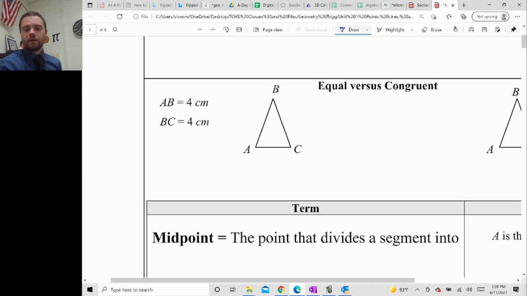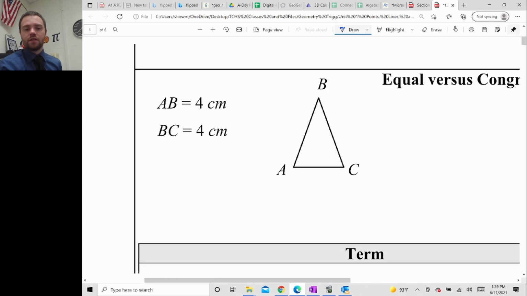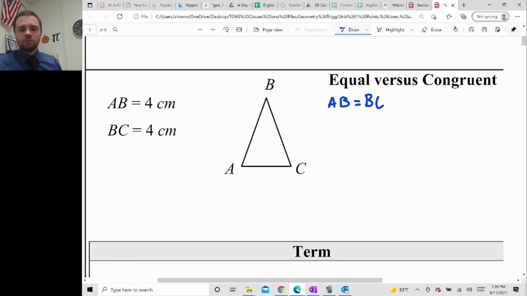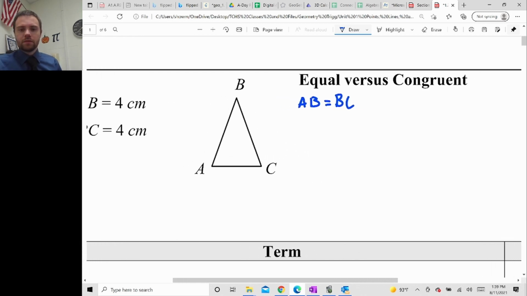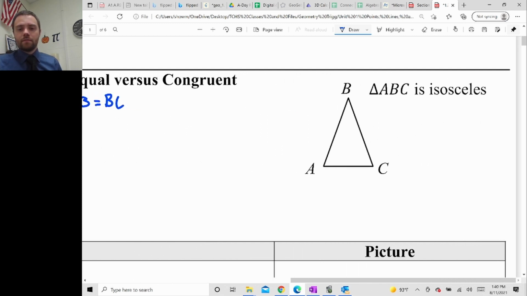So down here, it says AB is equal to 4 centimeters and BC is equal to 4 centimeters. So what this is saying is that the measure of AB is equal to the measure of BC. That's what that's saying, okay? So that's what equal means. Congruent means that the two sides are the same size, okay? And it may not give you a measure. You may have to figure out that measure.